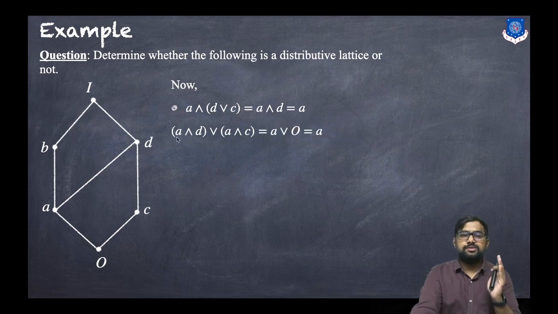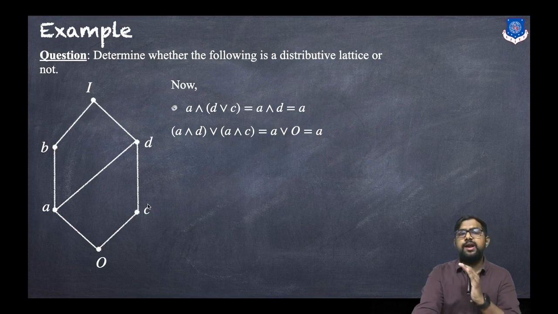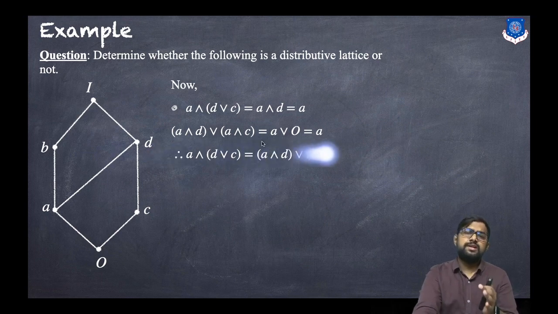Now the right hand side. That is (A and D) or (A and C). What is A and D? AND means greatest lower bound, so the greatest lower bound of A and D will be A. Fine. And the greatest lower bound of A and C will be this O, that is the least element. Now A or O means the least upper bound of A and O, so that is A. Now you can see that the left hand side and right hand side are both the same. So that means it holds the distributive property.